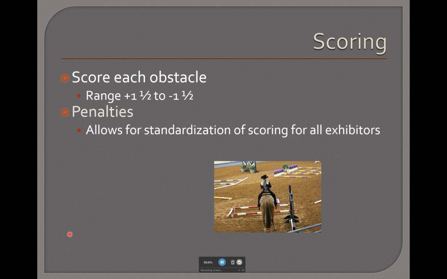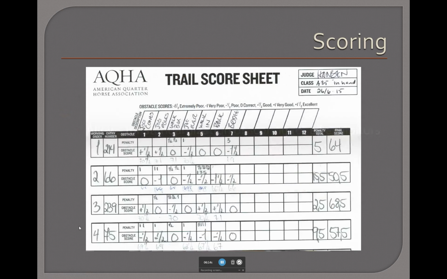So when we judge this class and score it, it's very similar if you're familiar to doing reining, western riding, and those. It is scored on an obstacle score, maneuver score of +1.5 to -1.5, and we will have an obstacle score for every single obstacle, and that's on the quality of those maneuvers. Then, similar to reining and those other scored classes, we do have penalties, which I will go through here in just a minute, and this gives a standardization of the scoring for all the different exhibitors.